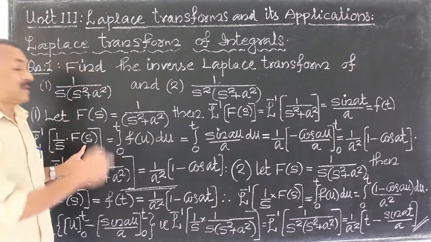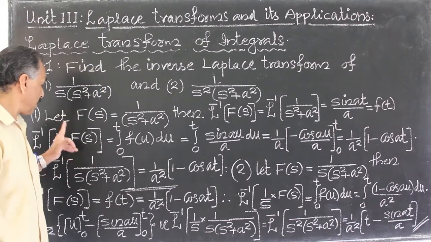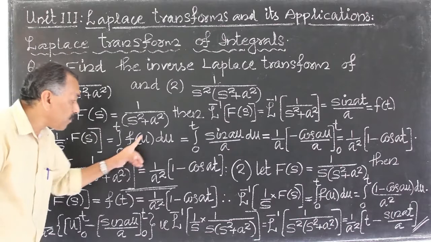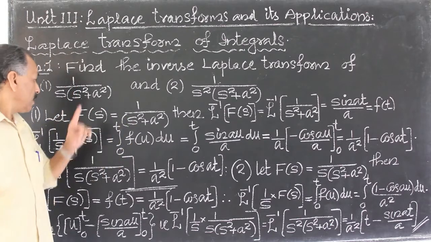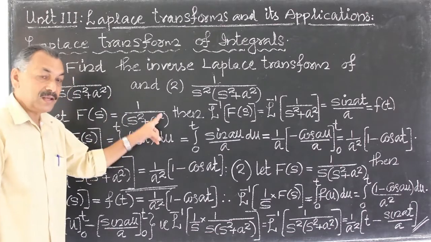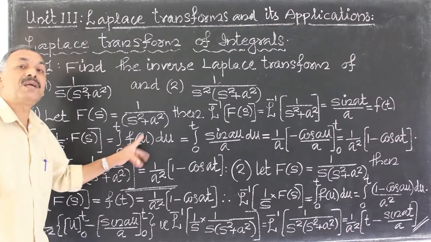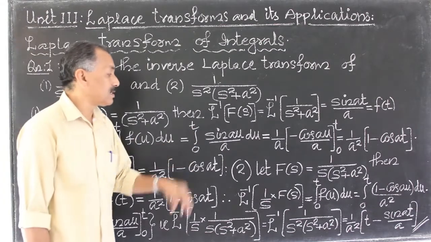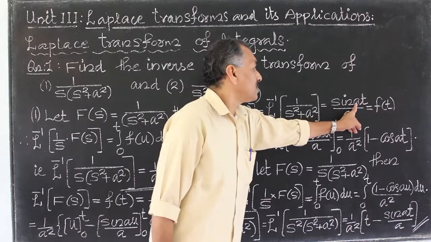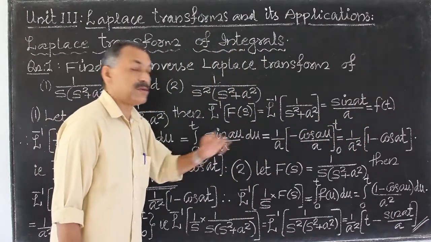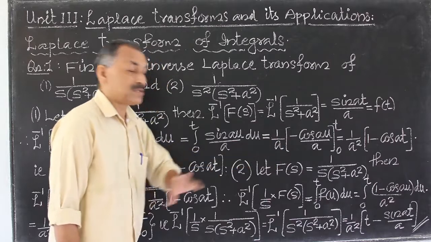Now, the integral property: the Laplace inverse of 1 by s into F of s is equal to the integral from 0 to t of f of u du. Here f of t means sin at by a, therefore f of u is sin au by a, du. Take 1 by a outside.